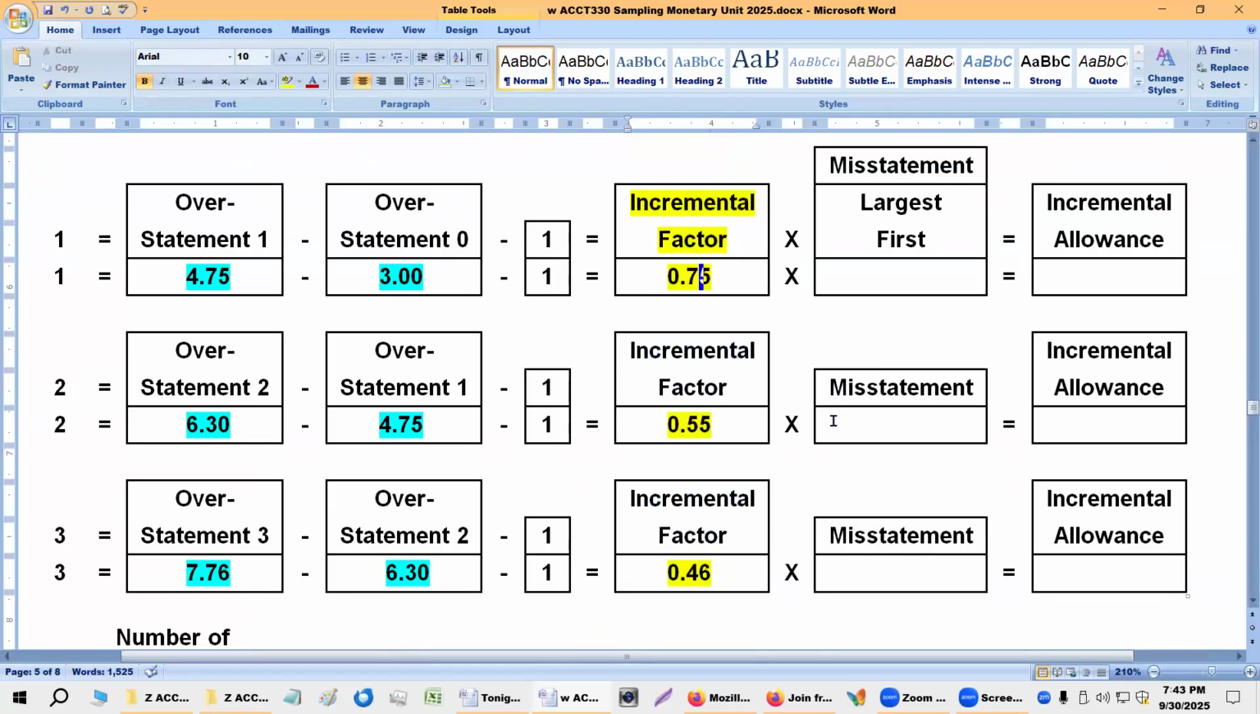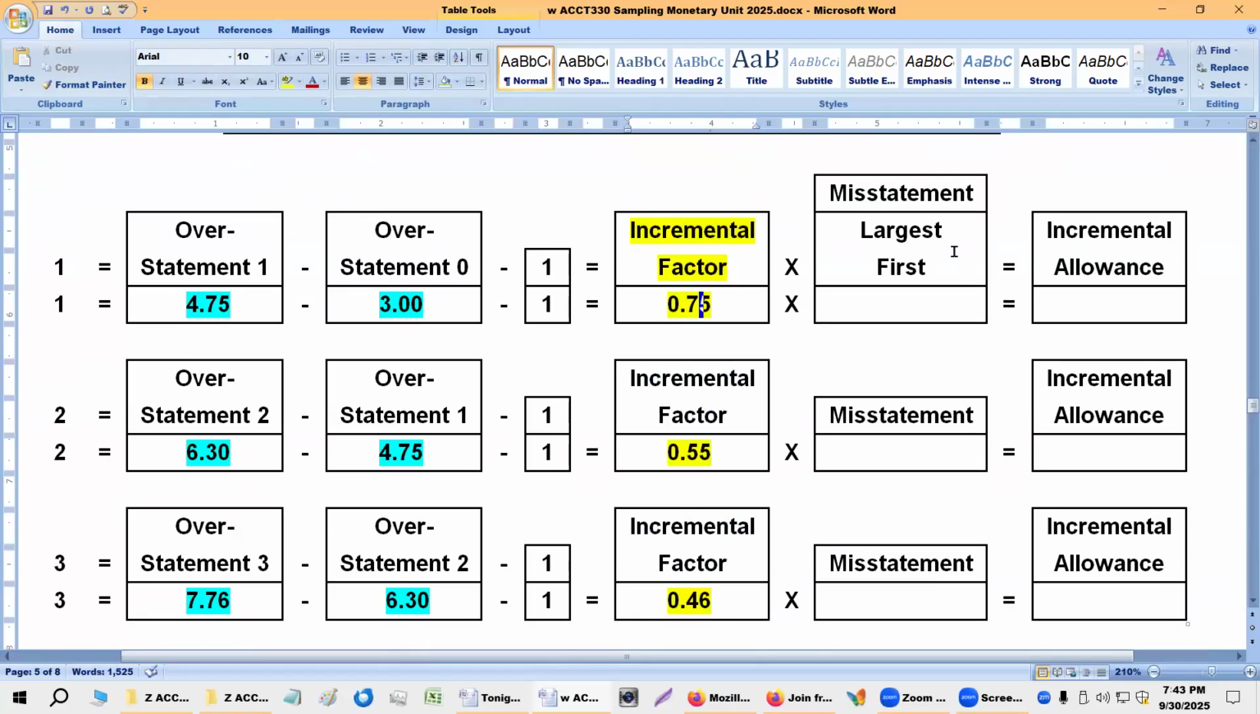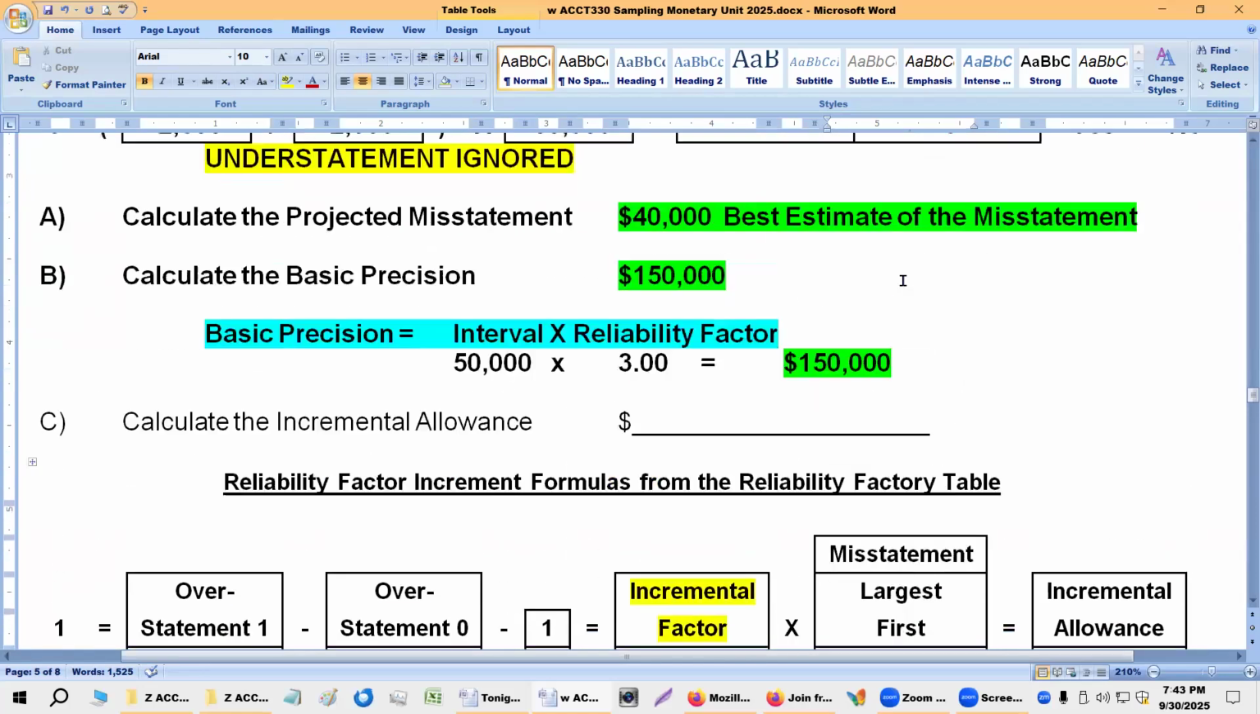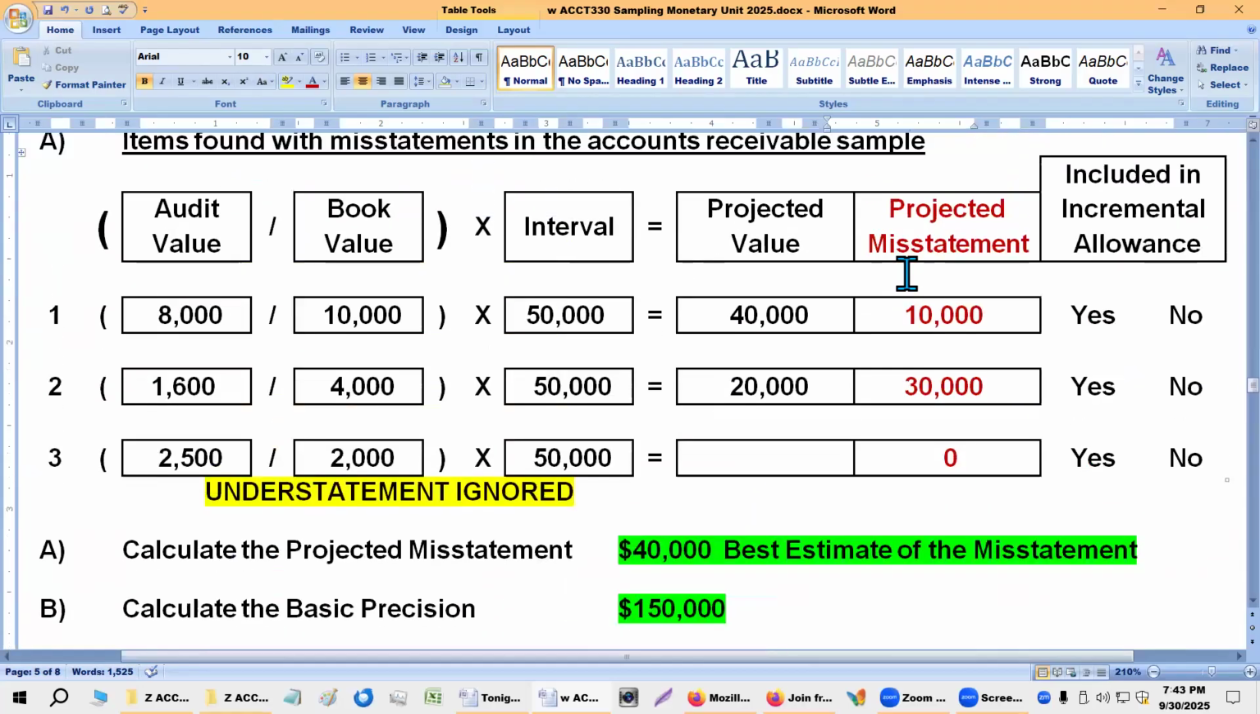Okay, so what do we do with this? Well, we go up here, we're looking for our misstatements, and we're going to take the largest ones first. So it's going to go in descending order. Is that right? Yeah, so largest to smallest. So the largest first. So our largest misstatement is what? The 30,000. Yep.